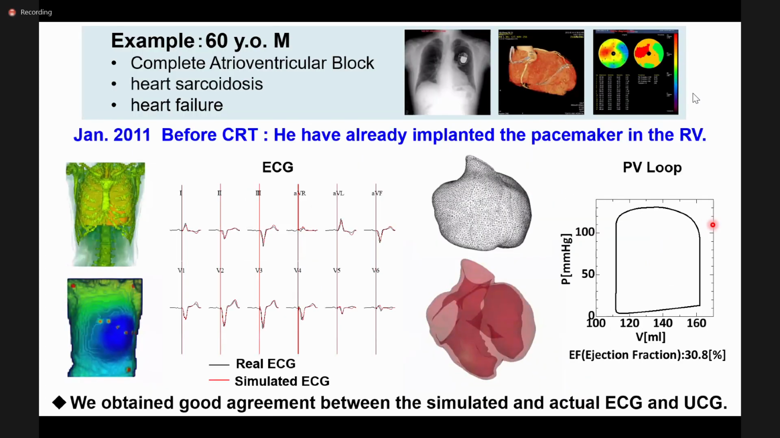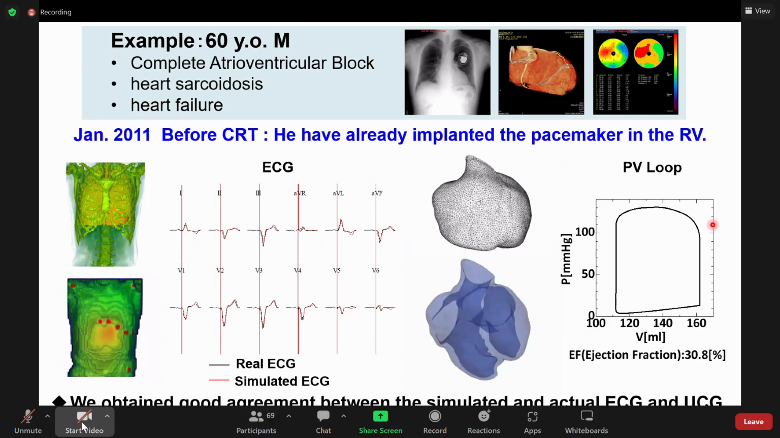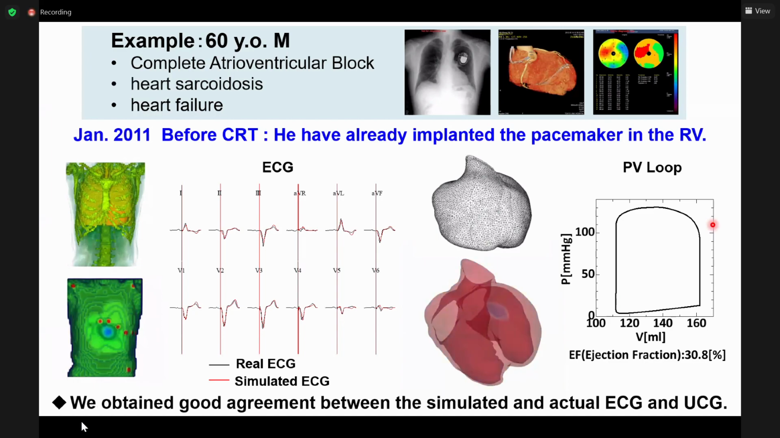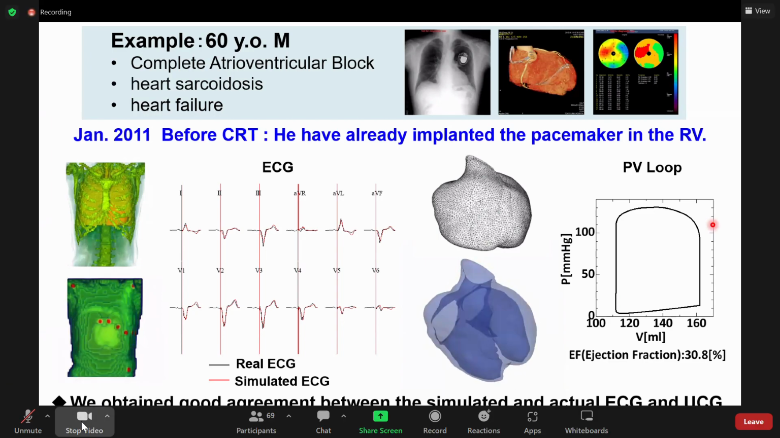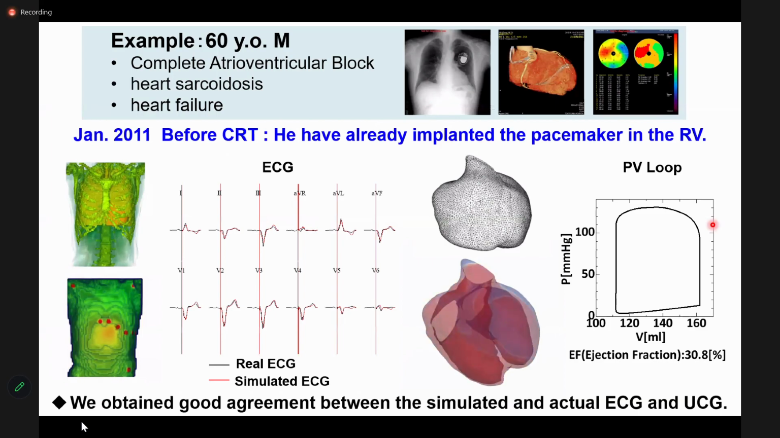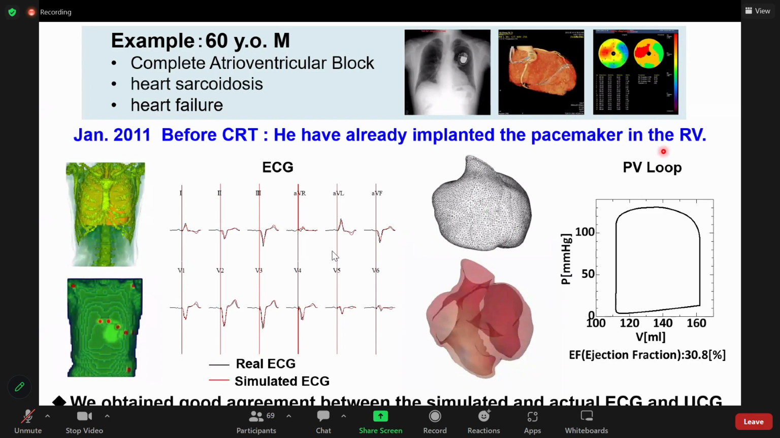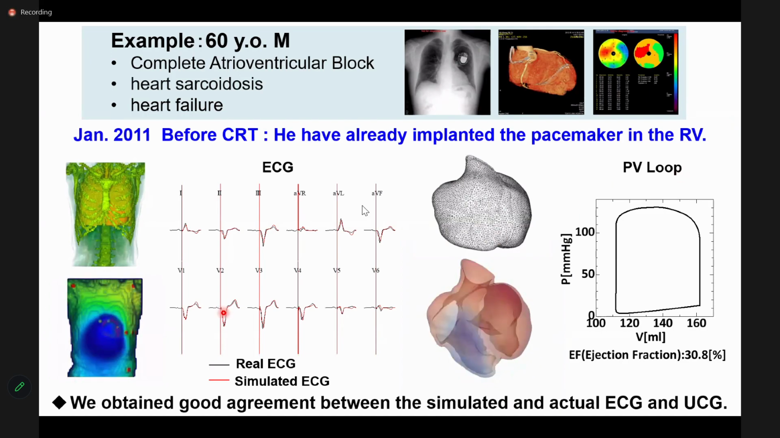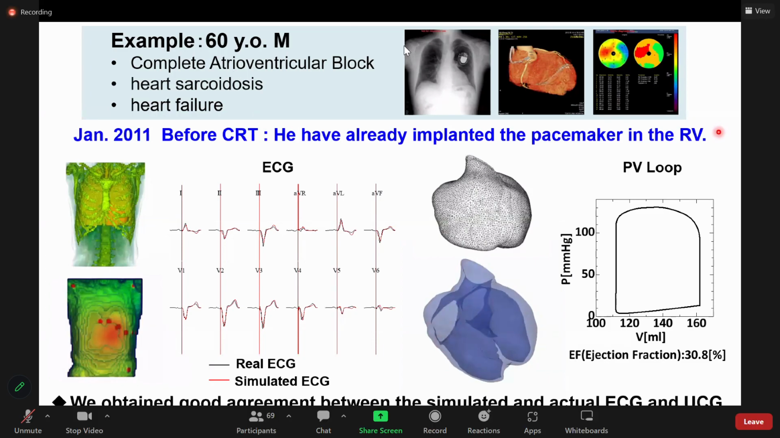This is an example. He is a 60-year-old man. He suffers from complete atrioventricular block, heart psychosis, and heart failure. He has already been implanted with a pacemaker in the right ventricle. We obtained good agreement between the simulated and actual electrocardiogram and ultrasonic cardiography, as shown in these figures. Next, we try to optimize the CRT.